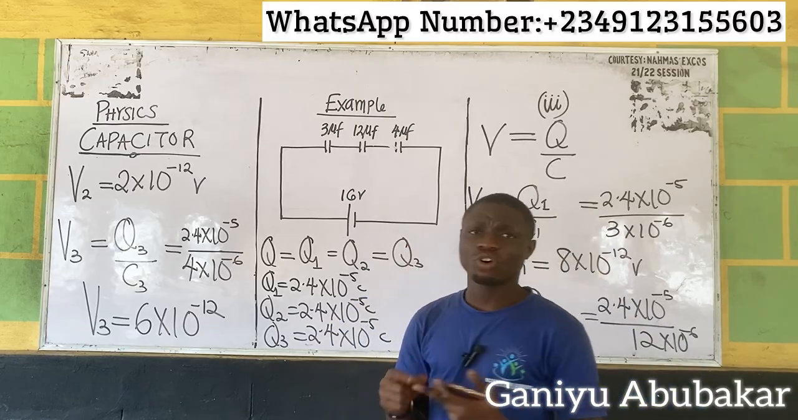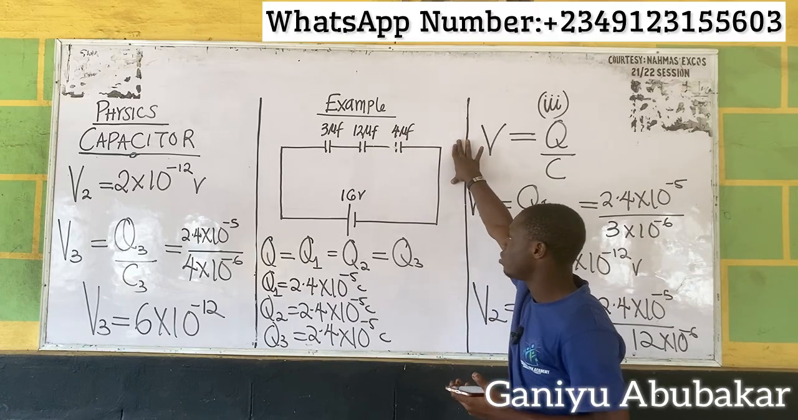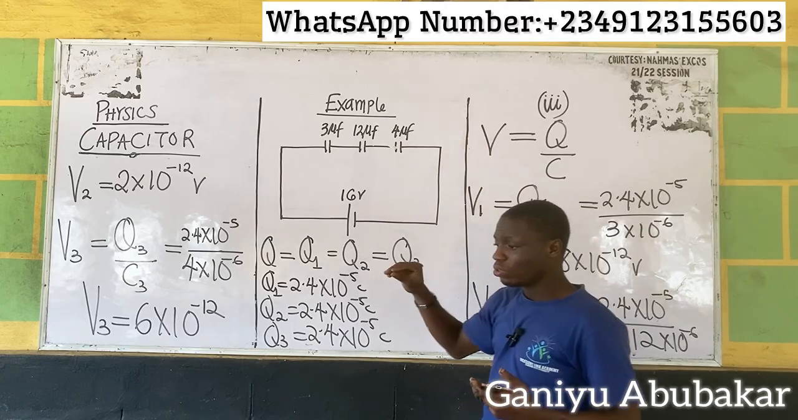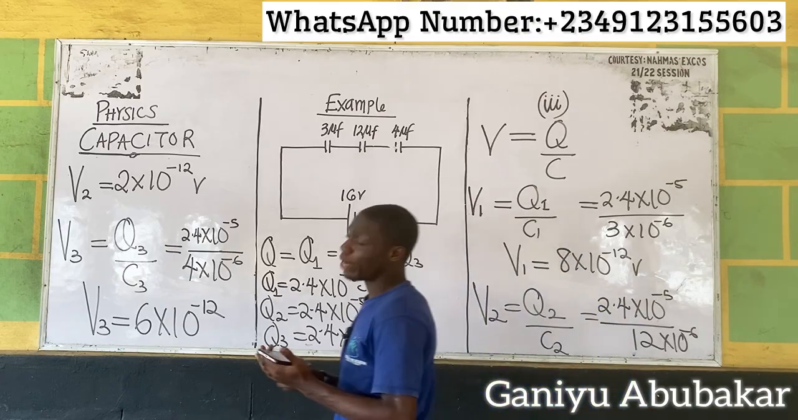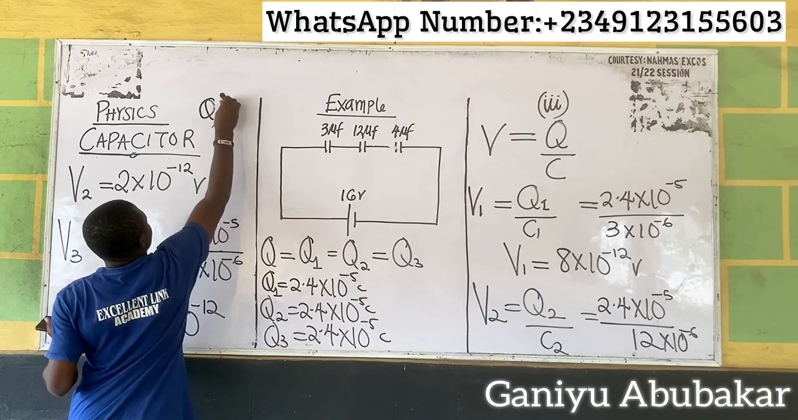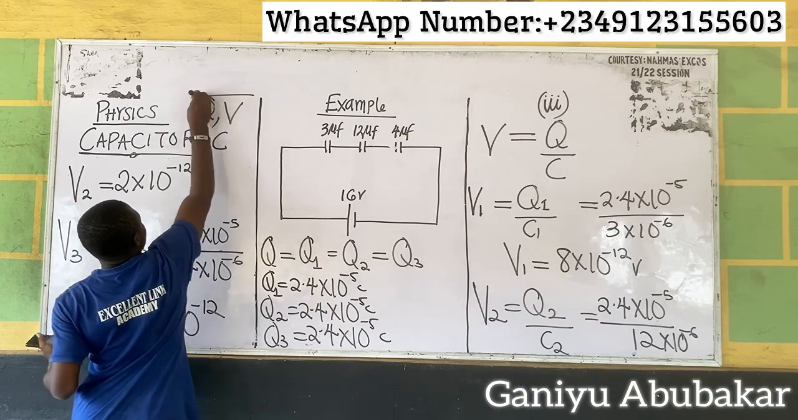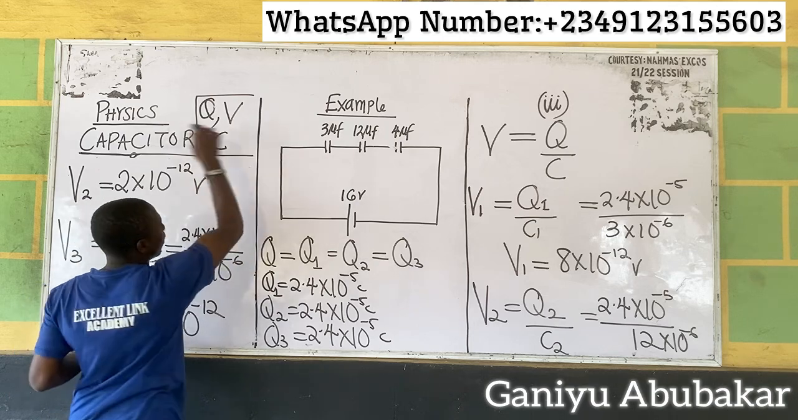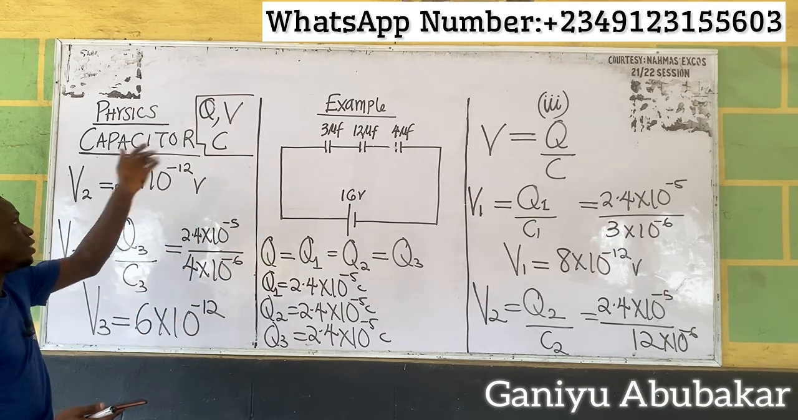In case you're asked to find for current, that's I, how do you get I in this circuit? Here's the concept. I have been playing with some parameters such as Q, V, and C. These are the four symbols I've been playing with so far, right? So let's say I'm asked to introduce I in this concept.